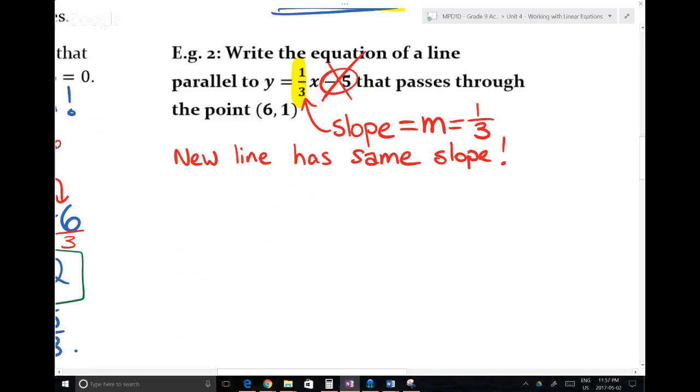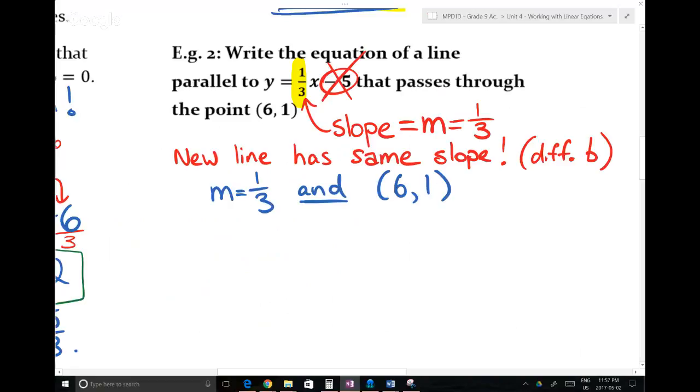So we're not going to worry about that negative 5. It has a different b. Otherwise, it would just be the exact same line. If it had the same slope and the same y-intercept, now we'd have the same line. So for a new line, we know that m is equal to 1 over 3. We know that slope's 1 over 3. And that it goes through a point. What point specifically? 6, 1.